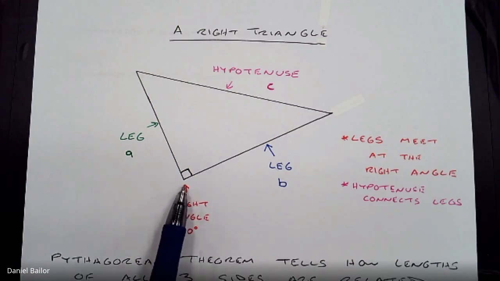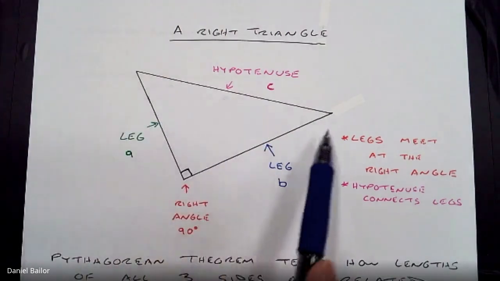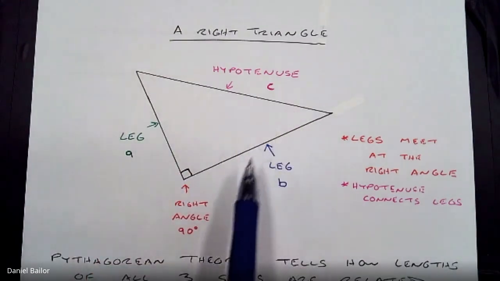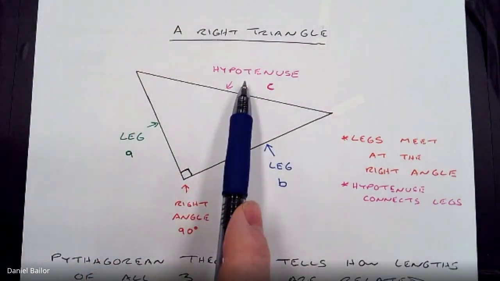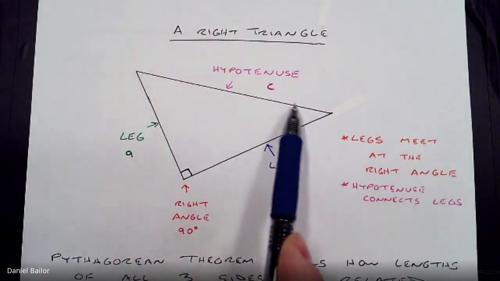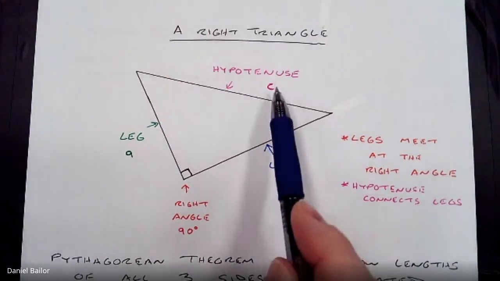So we have the right angle, and we have the legs that meet the right angle. The third side of the triangle is this kind of diagonal line right here we call the hypotenuse. The hypotenuse is the side that connects the legs. So you see the legs are connected by the right angle and the hypotenuse. So they meet at the right angle, and the hypotenuse travels across to connect the legs. And we also label the hypotenuse C.